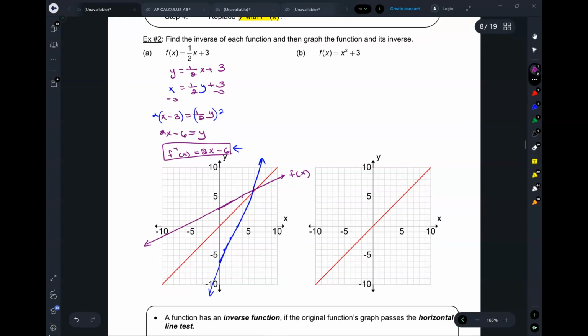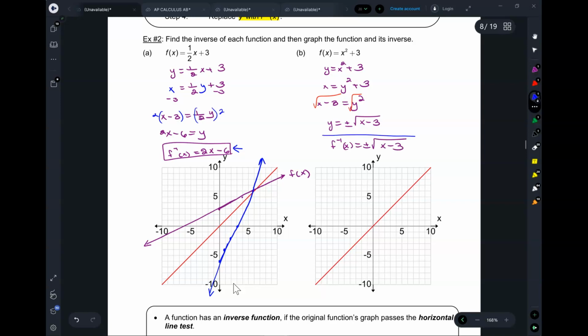F of x is x squared plus 3, so y is x squared plus 3. Switching, I get x equals y squared plus 3. Subtract the 3. Take a square root of both sides. So I get y equals plus or minus. Don't forget that plus or minus. The square root of x minus 3. That means f inverse of x is plus or minus the square root of x minus 3.